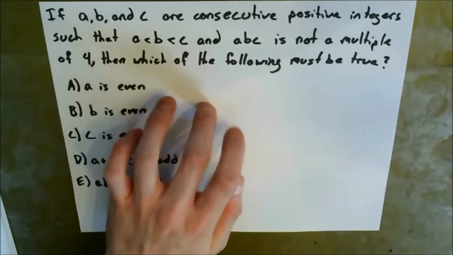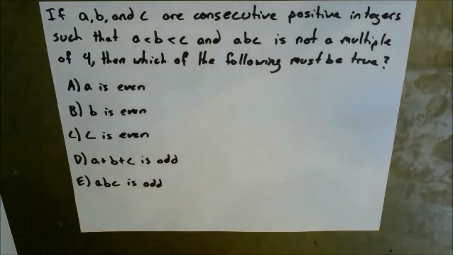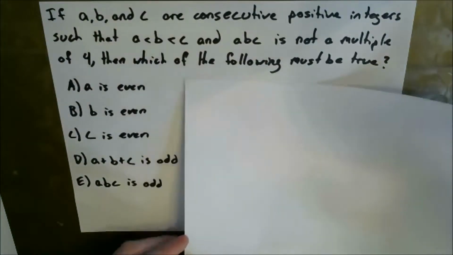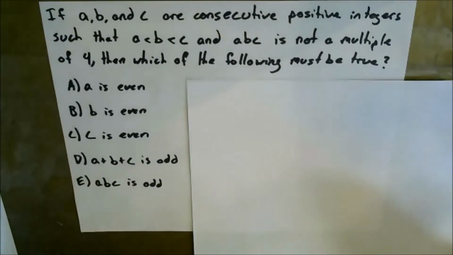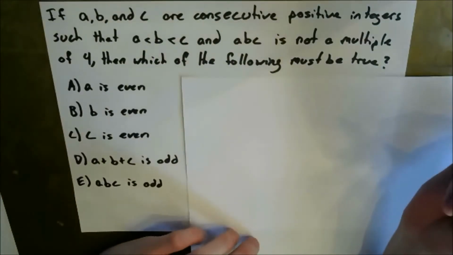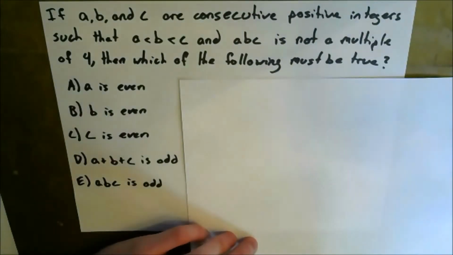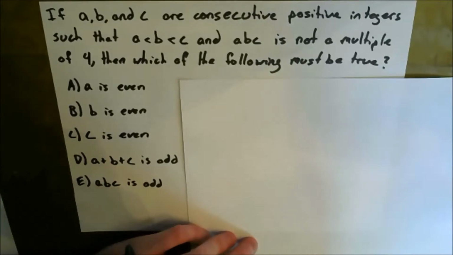If a, b, and c are consecutive positive integers such that a is less than b, which is less than c, and abc is not a multiple of 4, then which of the following must be true? So abc is not a multiple of 4, and a, b, and c are consecutive positive integers, like 1, 2, 3, or 2, 3, 4, or 5, 6, 7, or 11, 12, 13, etc. So the thing that they want you to recognize here is the fact that any two even numbers multiplied together become a multiple of 4.